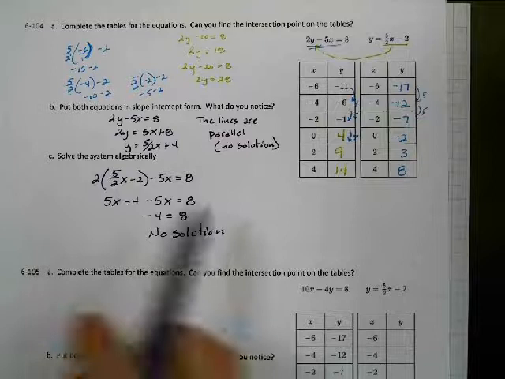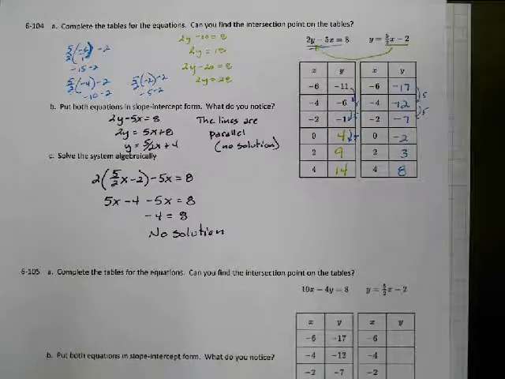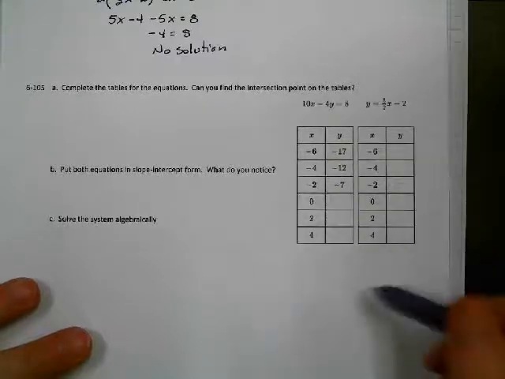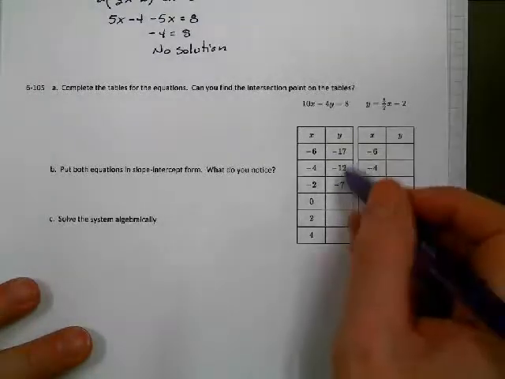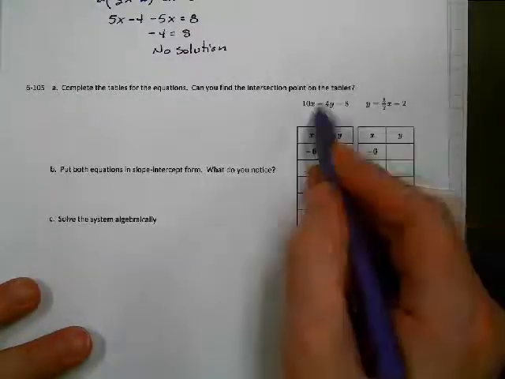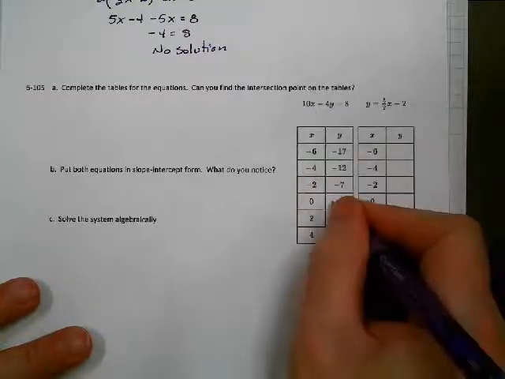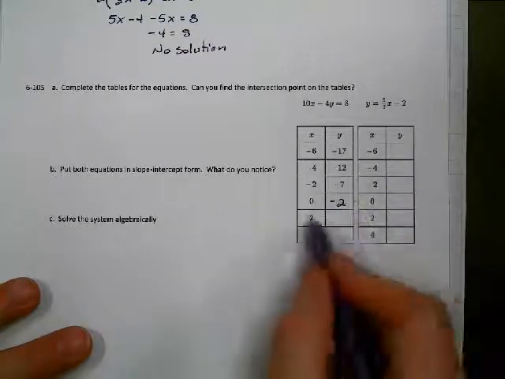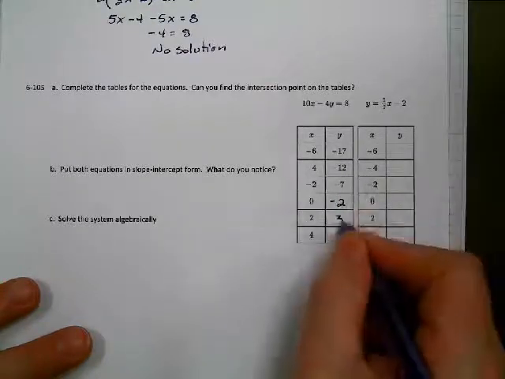Last one. All right, so looking at this one. If you plug in 0 for x, you get negative 2, I believe. These all look like a difference of 5. Let's just fill that in. So this would be 3, and then the next one would end up being 8.